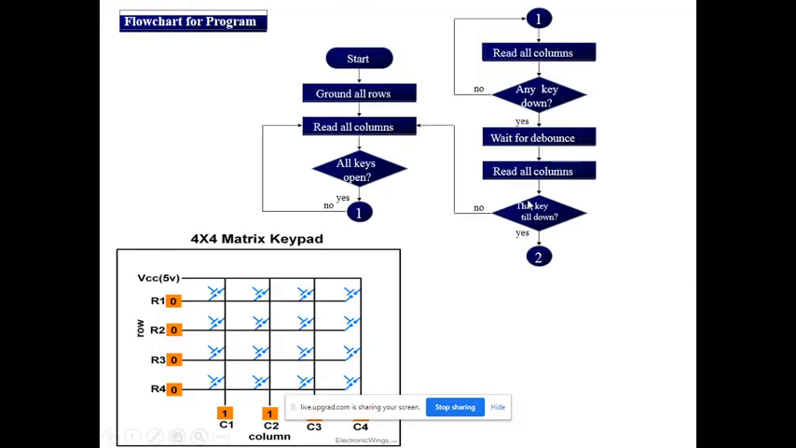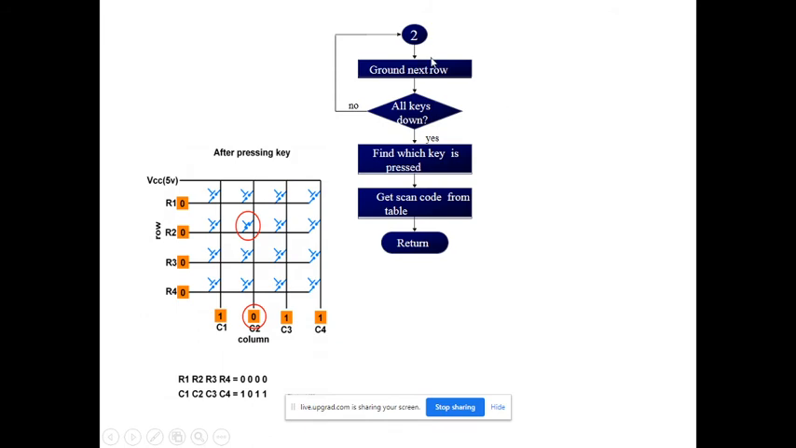Means the key is still down, then proceed for the next task. Now the next task is key identification. How to identify the key? Ground each row one by one, scanning each time. Just check whether any key is down. If yes, then go ahead, otherwise no, remain in the loop, means ground next row, next row, next row, like that.